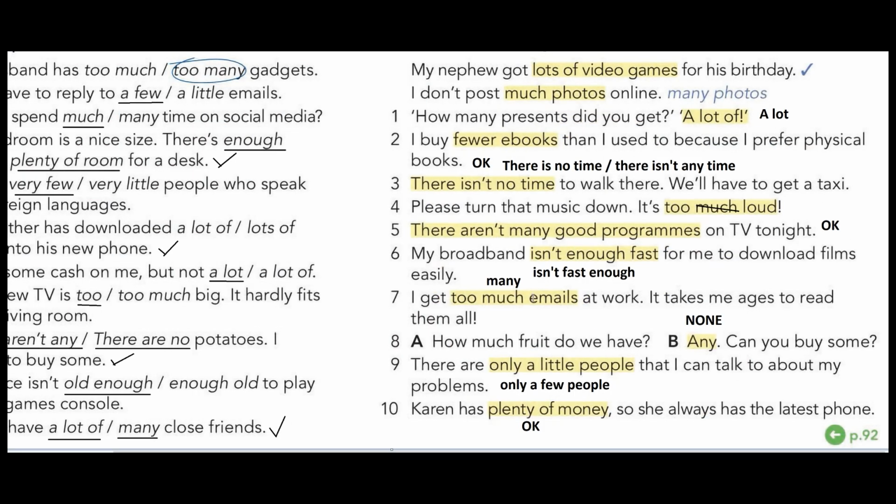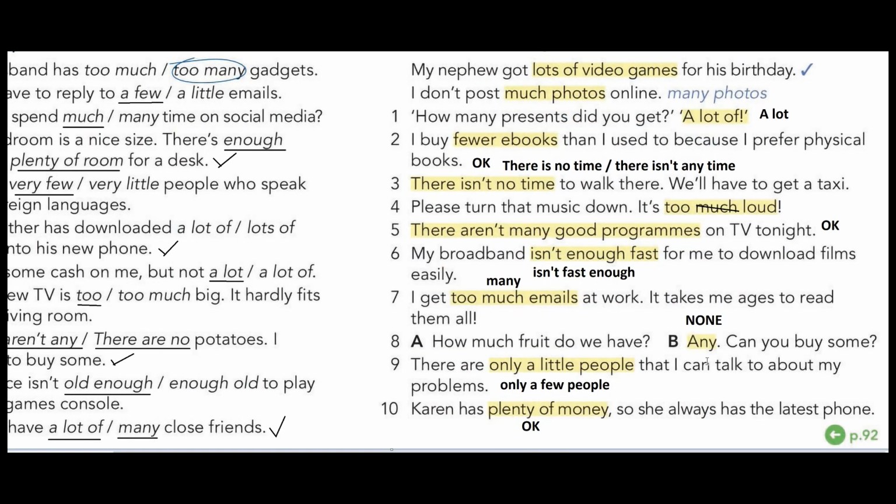I get too many emails at work. It takes me ages to read them all. How much fruit do we have? None. Can you buy some? There are only a few people that I can talk to about my problems. Karen has plenty of money, so she always has the latest phone.